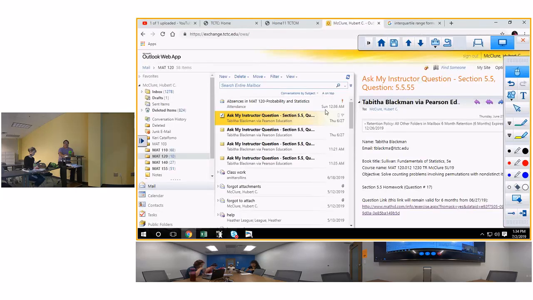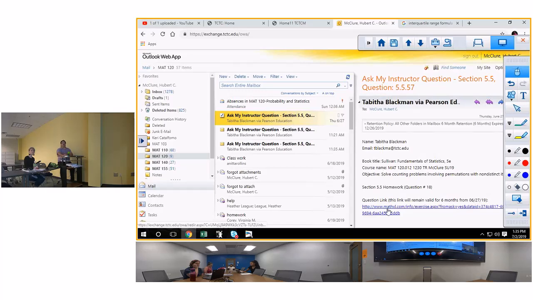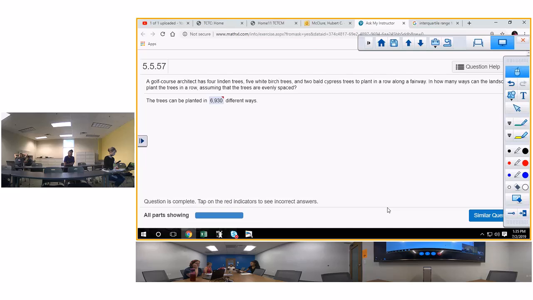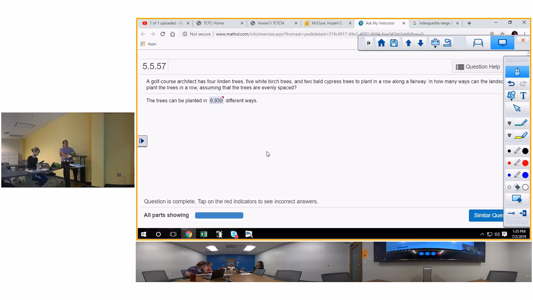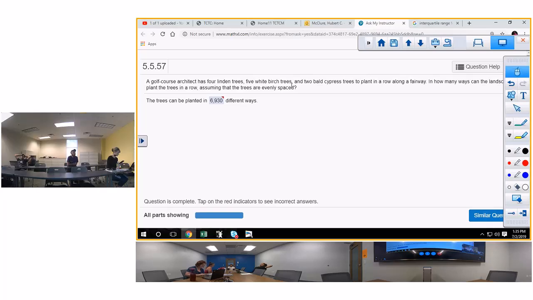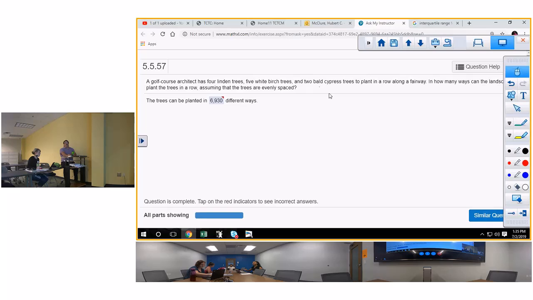New question. Let's do something different. This is number 18. A golf course architect has 4 linden trees, 5 white birch trees. Birch is the ones that peel. You know, the ones that have the peeled bark off of it. Beech is the one you carve your name in. And 2 bald cypress trees to plant in a row along the fairway.